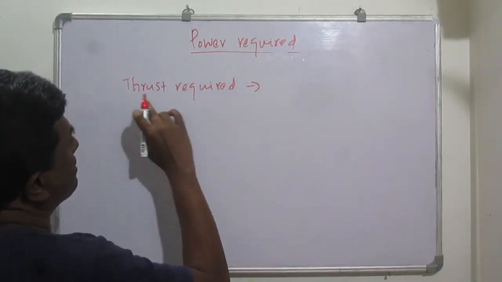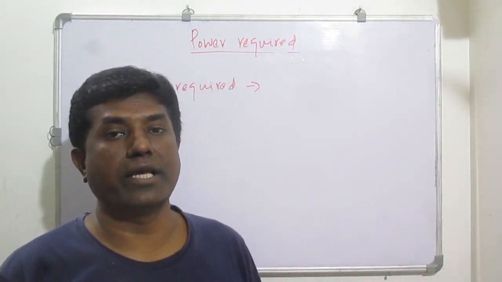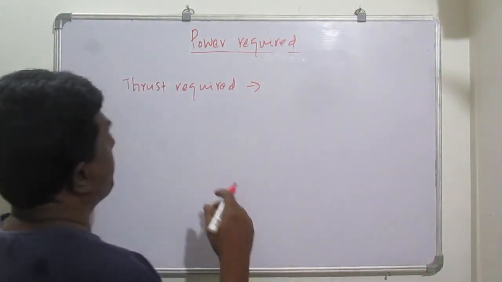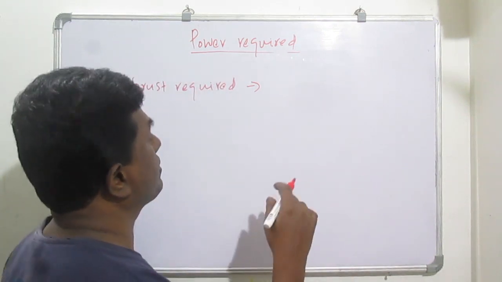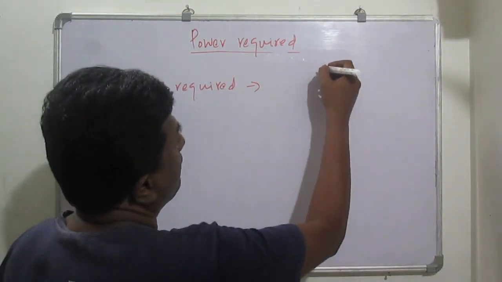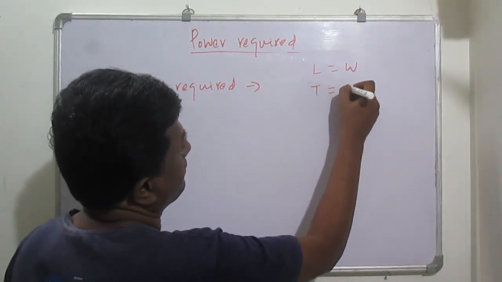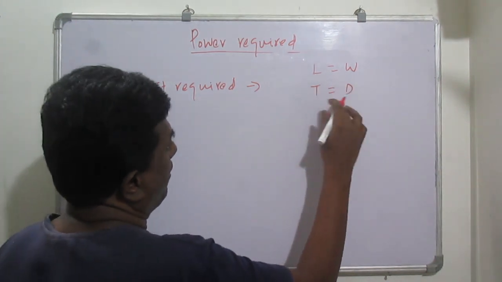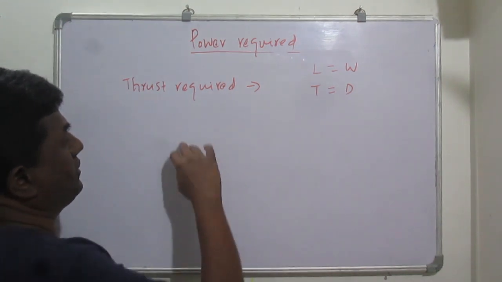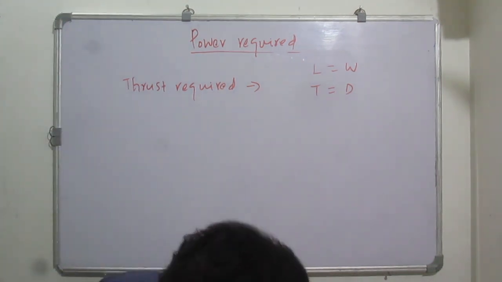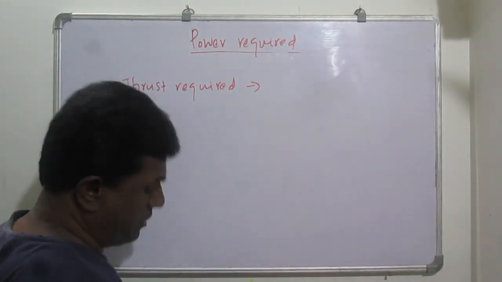thrust is required to overcome the drag produced by the aircraft. Especially in steady level flight, we say that lift equals weight W, and thrust equals drag. So if you want to achieve this condition, then thrust required should be equal to the drag. So whatever the thrust required, that is to overcome the drag produced by the aircraft.